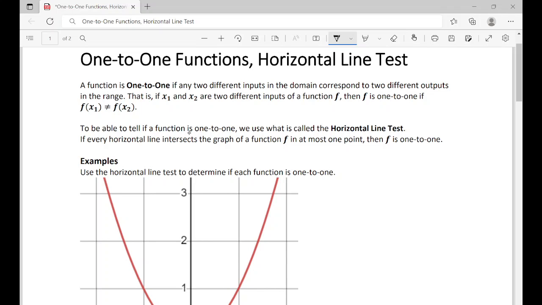To be able to tell if a function is one-to-one, we're going to use what's called the horizontal line test. And that says that if every horizontal line intersects the graph of the function f in at most one point, that means it can only cross the graph one time, then f is one-to-one.